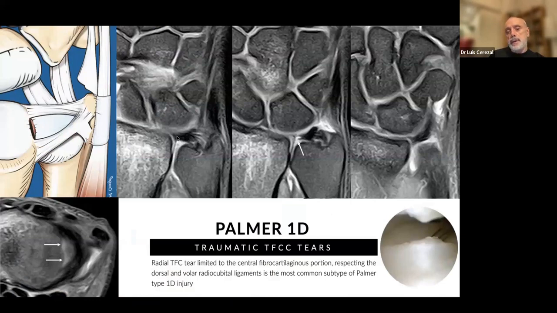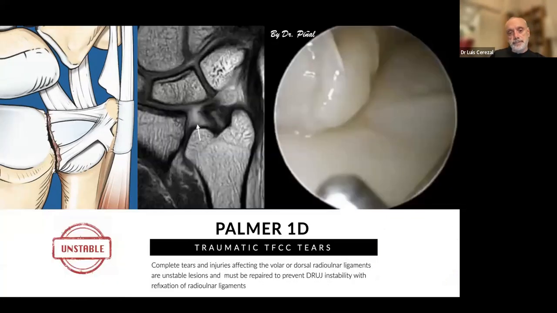It's very similar in terms of treatment to Palmer class 1A. We see abnormal dorsal radioulnar ligaments in the first coronal image. In the second coronal image, we see the detachment of the TFC proper from the cartilage of the radius. And in the third image, we see the normal volar radioulnar ligaments. Also, we can nicely demonstrate this injury in the axial image, with normal volar and dorsal radioulnar ligaments and the detachment of the TFC from the radius.